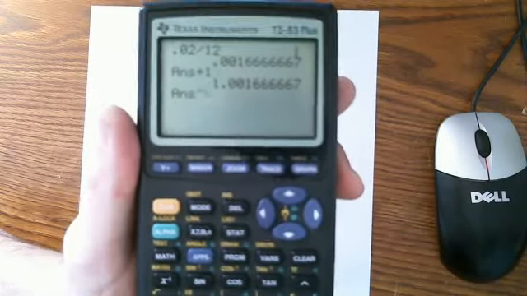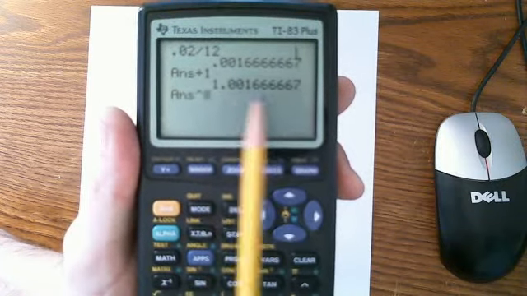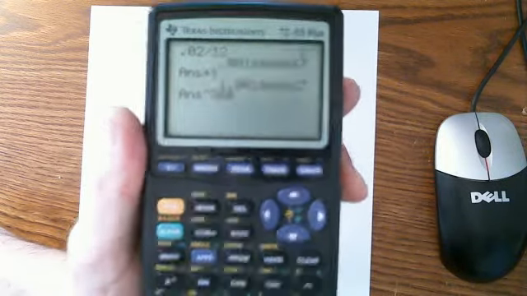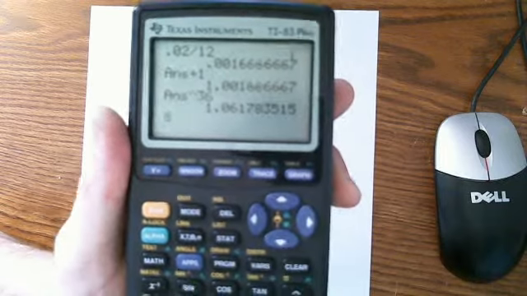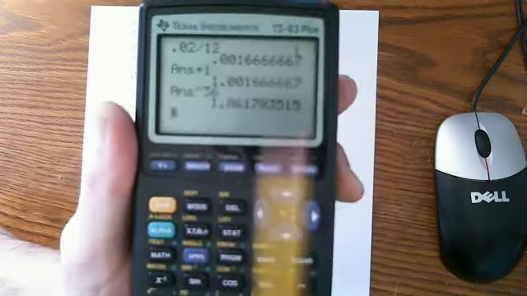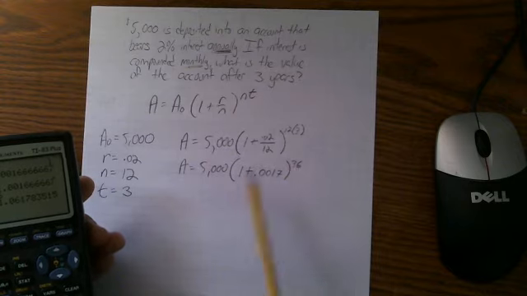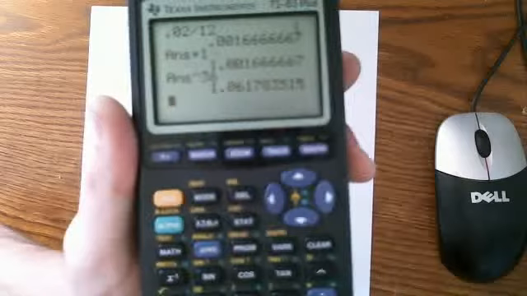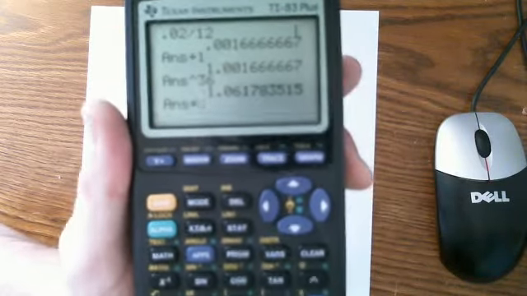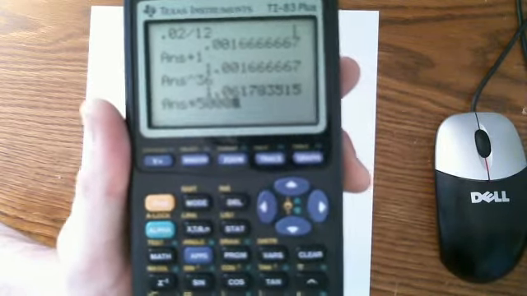I'm going to use the answer function, which means raise this decimal to the 36th power. Enter. 1 point, and again, a lot of decimals here. So that's all of this to the 36th power. That's what I want to multiply by 5,000. So I'm going to use the answer function again. Times 5,000. Enter.